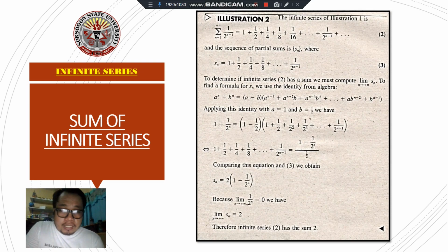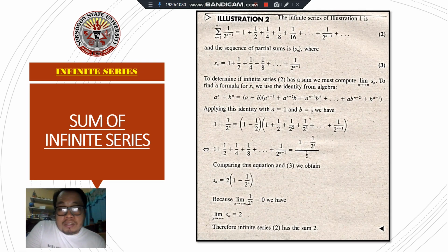So that is equal to 1 minus 1 half times the quantity 1 plus 1 half plus 1 over 2 squared plus 1 over 2 cubed plus up to 1 over 2 raised to n minus 1. Now, that is equivalent to 1 plus 1 half plus 1 fourth plus 1 eighth plus up to 1 over 2 raised to n minus 1. Then that is equal to 1 minus 1 over 2 raised to n over 1 half.